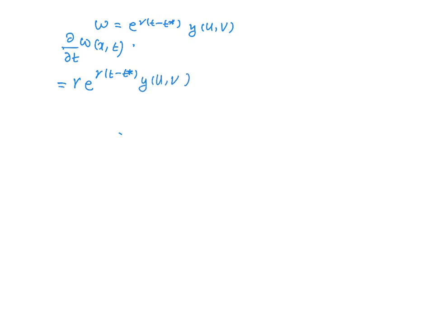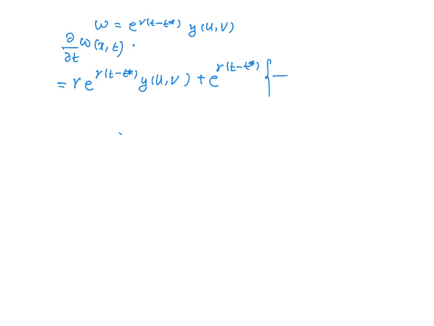So let's differentiate W with respect to t. Before we do that, we assumed W is exponential r (t minus t star) times y, some unknown function of u and v. So we first differentiate this exponential part. That gives r exponential r (t minus t star) y of u, v, plus exponential r (t minus t star).